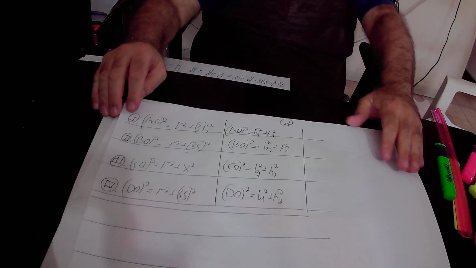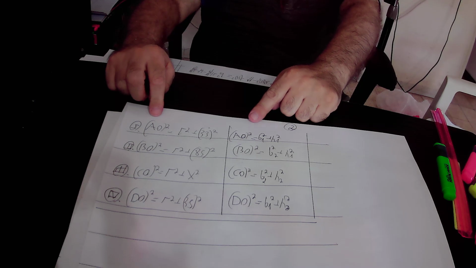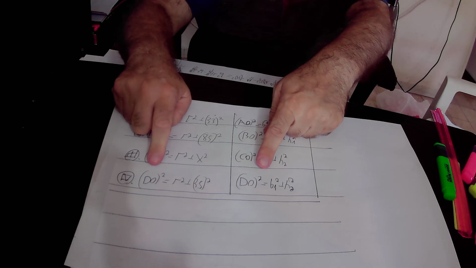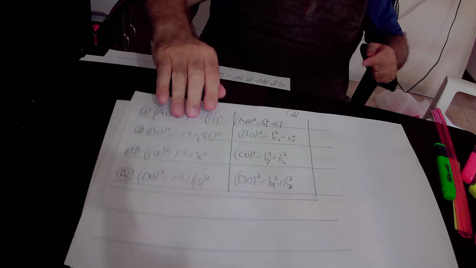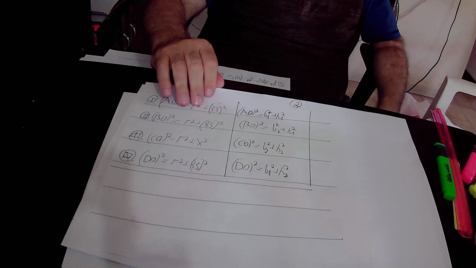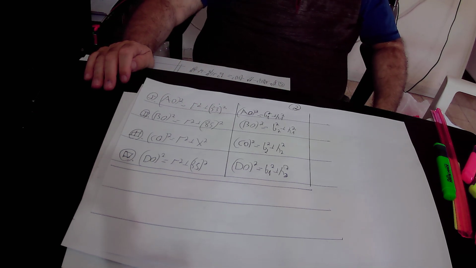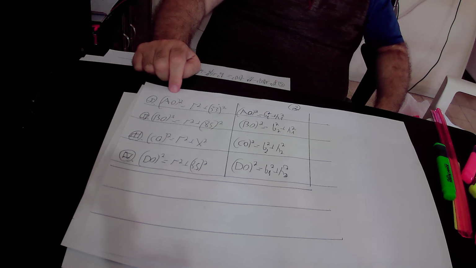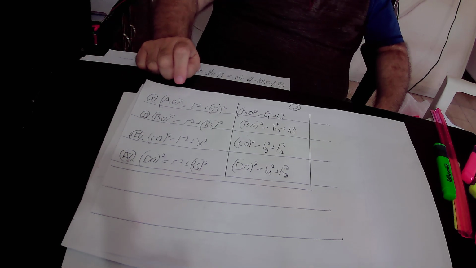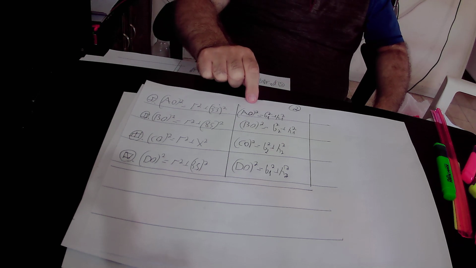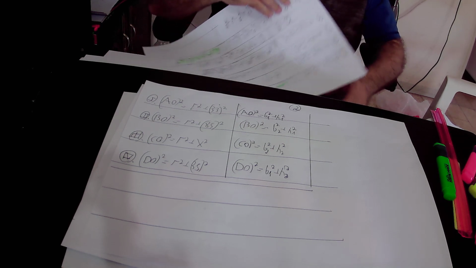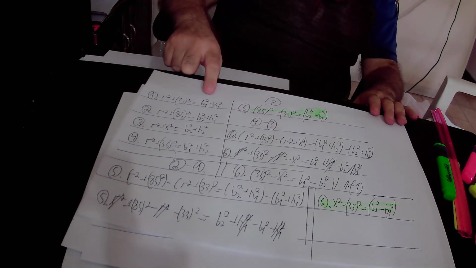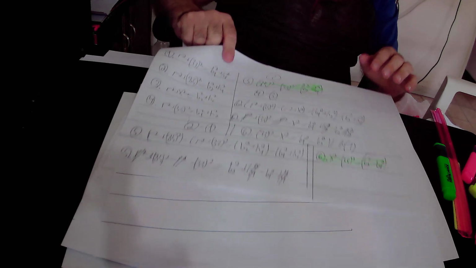So we have here 2 different equations for AO square, 2 different equations for BO square, 2 different equations for CO square, and 2 different equations for DO square. Then we created another 4 equations. According to equation number 1, AO square, according to the first expression, must be equal to AO square according to the second expression. That is to say, R square plus 33 square equals B1 square plus H1 square.